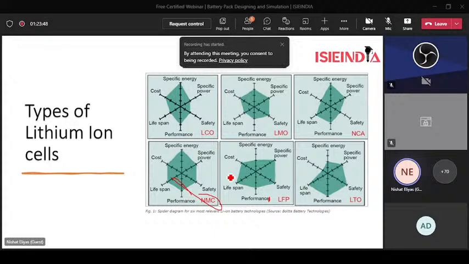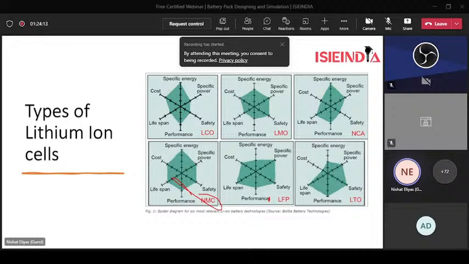In that case, we can even use it in extreme weather conditions like Delhi, where the temperature almost goes to 48 or around 50. In that case, we can also use such cells, or we can use the battery packs.